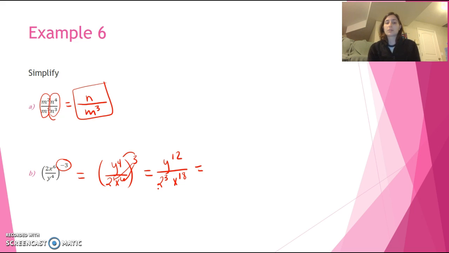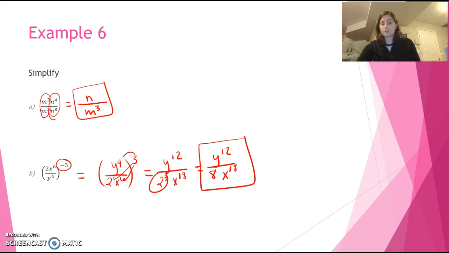And then your last step is that we would evaluate any integers. So our y to the 12th will stay, but our 2 cubed is going to become 8, because 2 times 2 times 2 is 8. And then we get x to the 18th. And then that is our final answer, completely simplified.